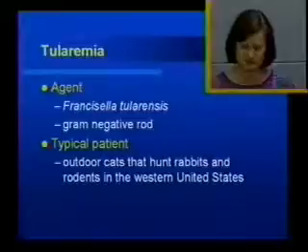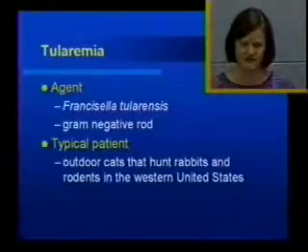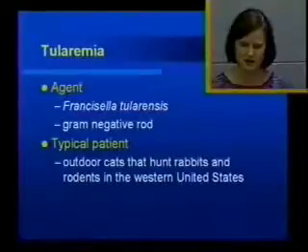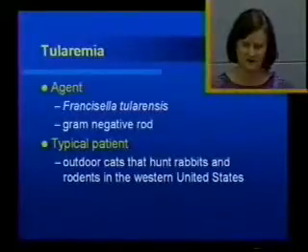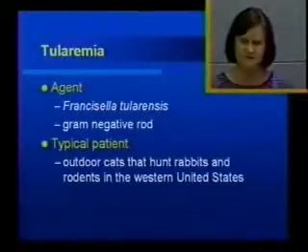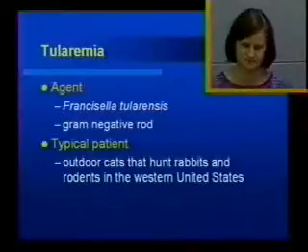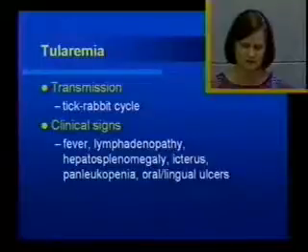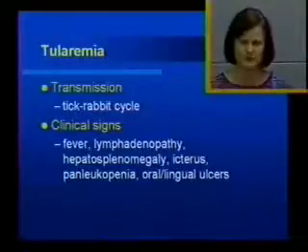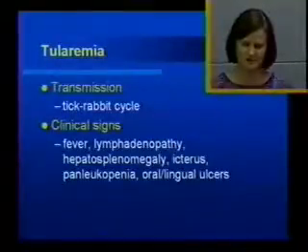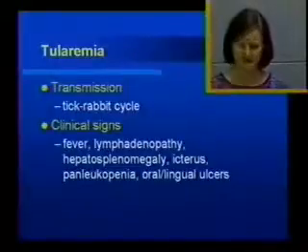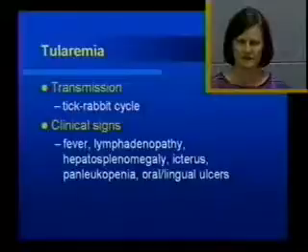Tularemia is another bacterial infection of cats that's seen in the western United States. It's caused by Francisella tularensis. It's a gram-negative rod. And the typical patient is an outdoor cat that hunts rabbits and rodents in the western United States. Transmission is via a tick-rabbit cycle, and clinical signs similar to plague are fever, lymphadenopathy, hepatosplenomegaly, icterus, panleukopenia, and ulceration in the oral cavity.